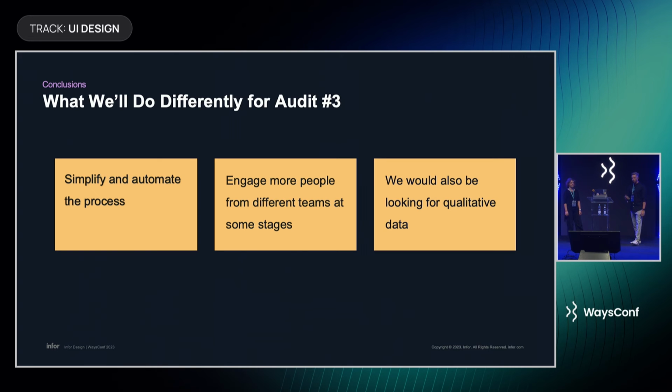The last question was, what will we do differently for the third audit? It also depends on the issue of the third audit, but definitely we will try to find a new way, maybe simplify it and automate the process. Maybe an Excel file is not the best tool for the third audit. We will try to find maybe a new tool, maybe we'll use Figma. We will try also to engage more people from different teams at some stages. And finally, we would also be looking for not only quantitative data, but also qualitative data, to have a better overview and a wider perspective on our work, on our library.